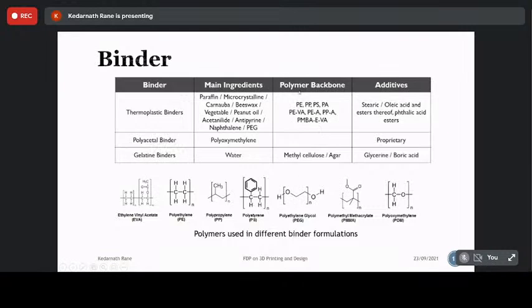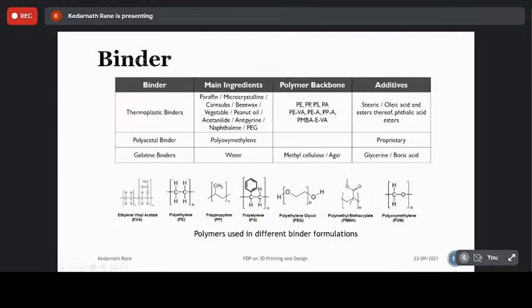And you can see backbone polymers are suitable, because one is a kind of wax component and another is a backbone component of the binder system. Most of them are available commercially. Similarly, you have glycerine or boric acid kind of binders suitable for this kind of application, which are also available commercially, and they are termed as eco-friendly binder systems.